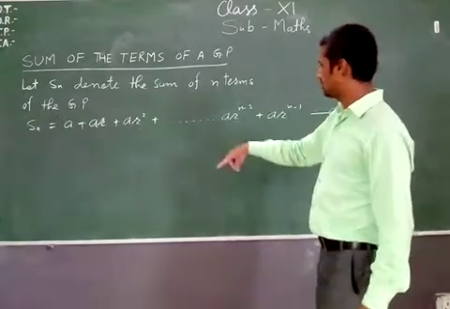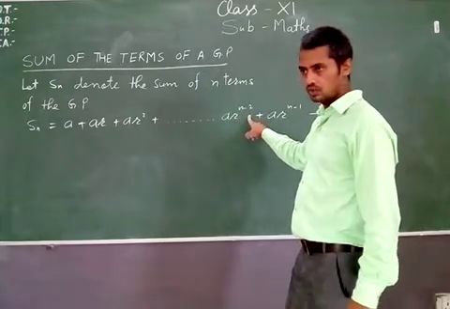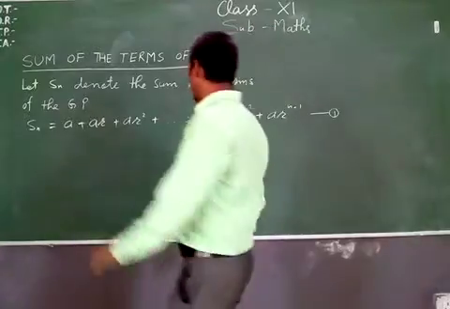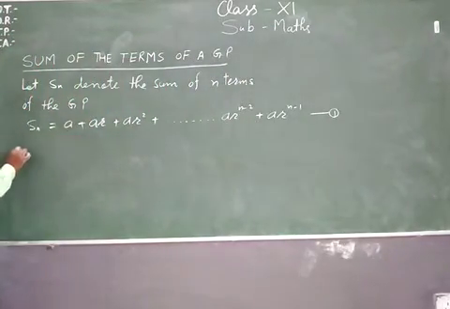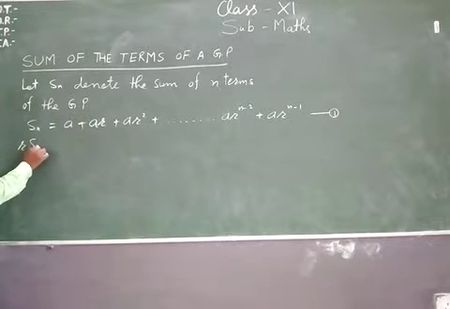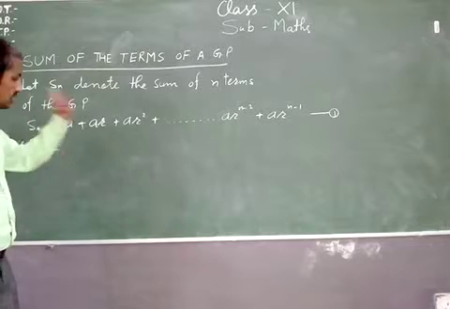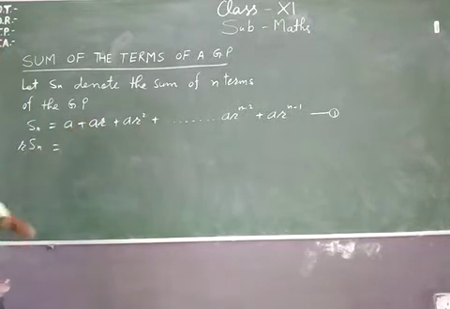And before the last term, one term is ar power n minus 2. We can call this equation number 1. Now multiply by r in the given sequence. We can write r into Sn equals, we can leave the first term. We will show the multiplication by r from the second term.